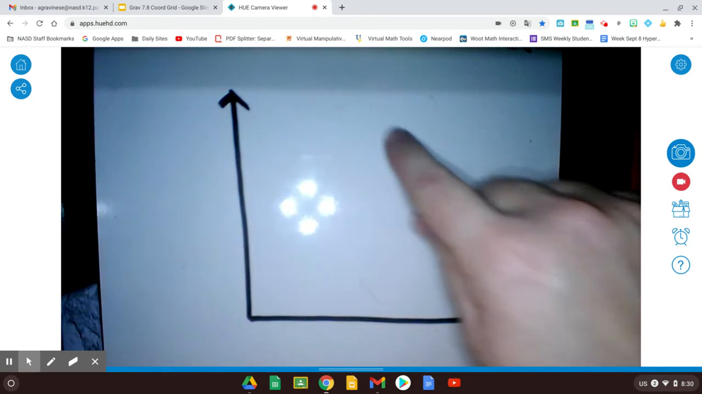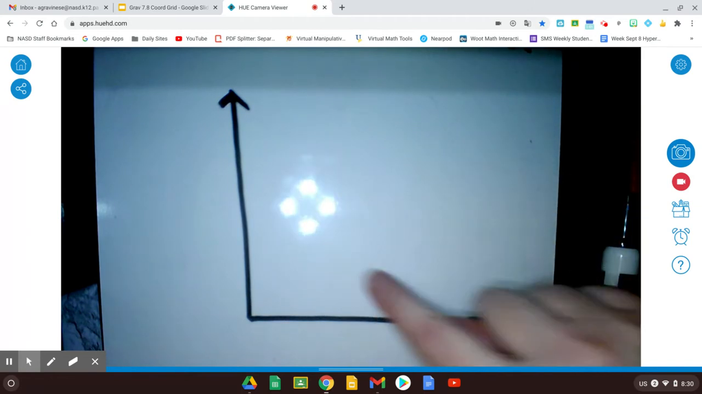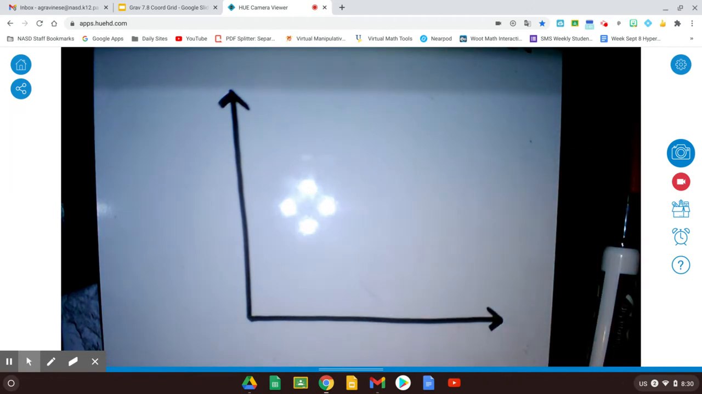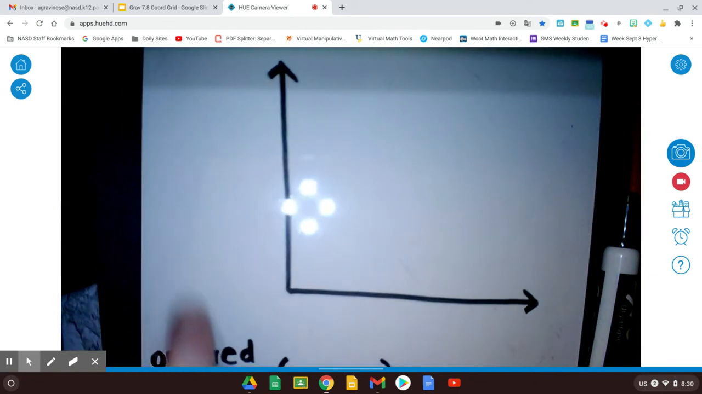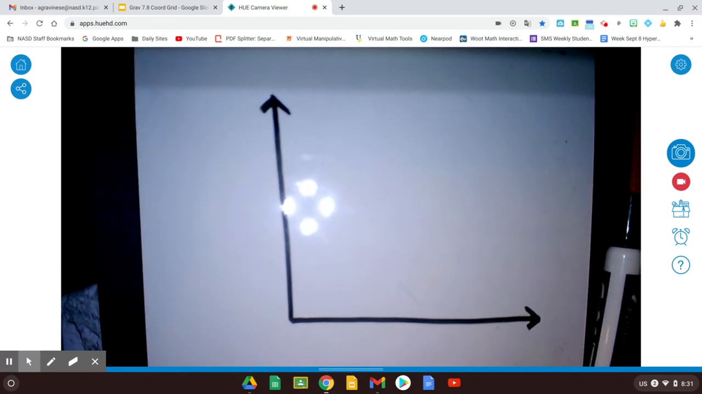This is called quadrant 1 because quadrant 1 will focus only on positive numbers. In 6th grade, you're going to look at all 4 quadrants, and that will include positive and negative numbers. But for now, we're going to focus right here.